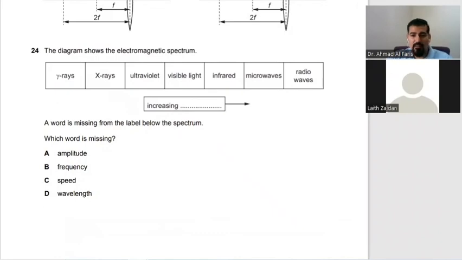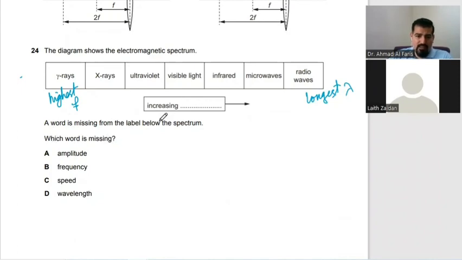Number 24. The diagram shows the electromagnetic spectrum: gamma rays, X-rays, ultraviolet, visible light, infrared, microwaves, radio waves. As we go to the right, we will increase something. Now we know that here we have the highest frequency for gamma, and the radio waves have the longest wavelength. So which one will be the answer?